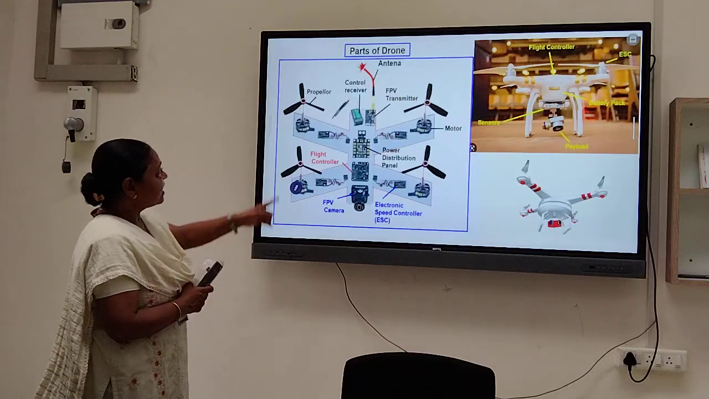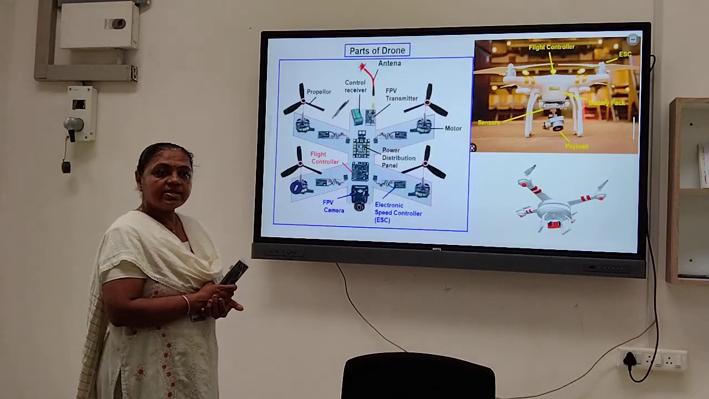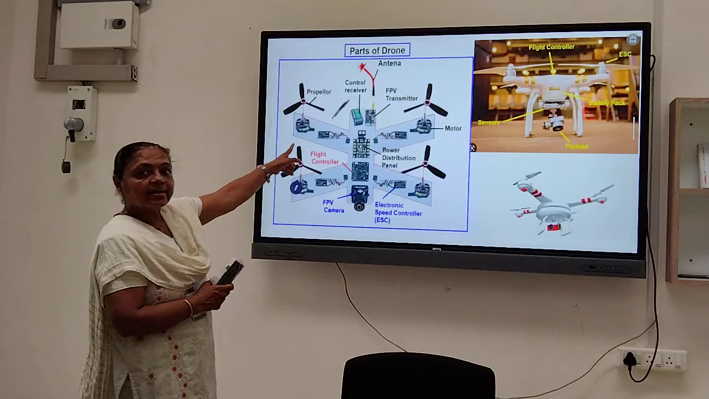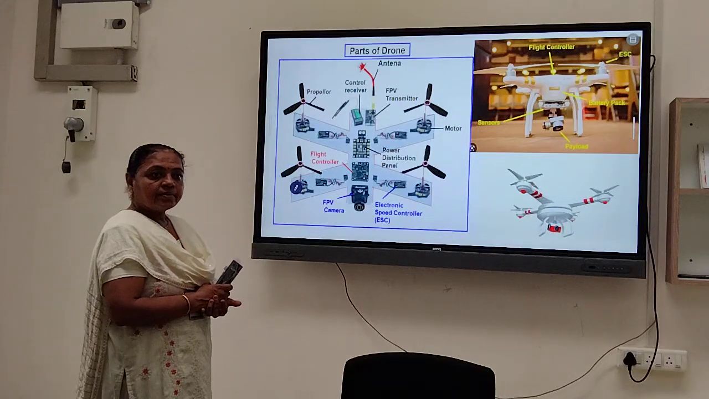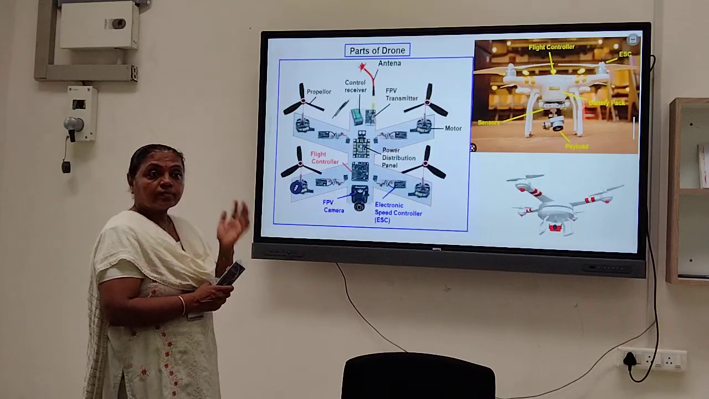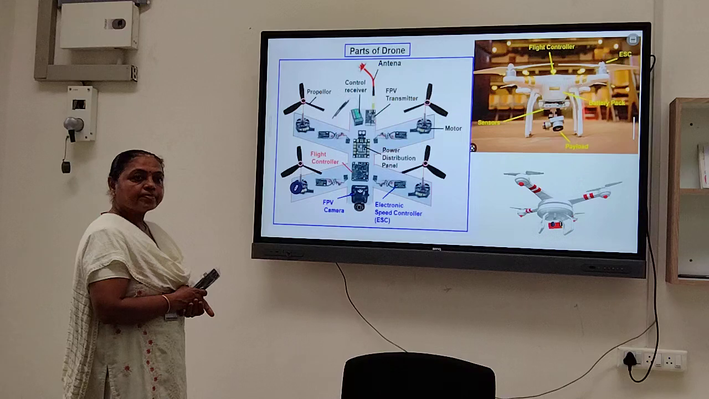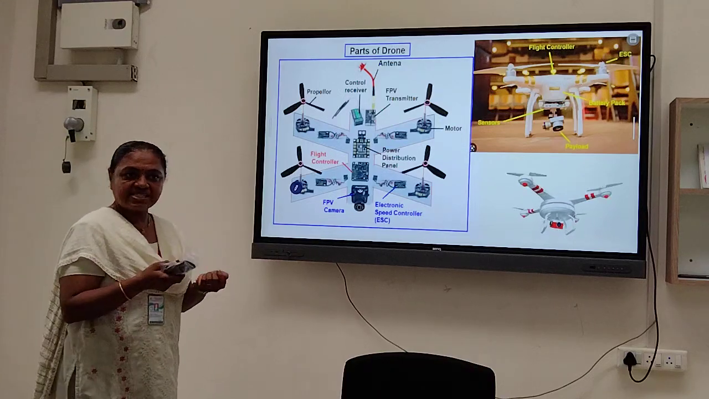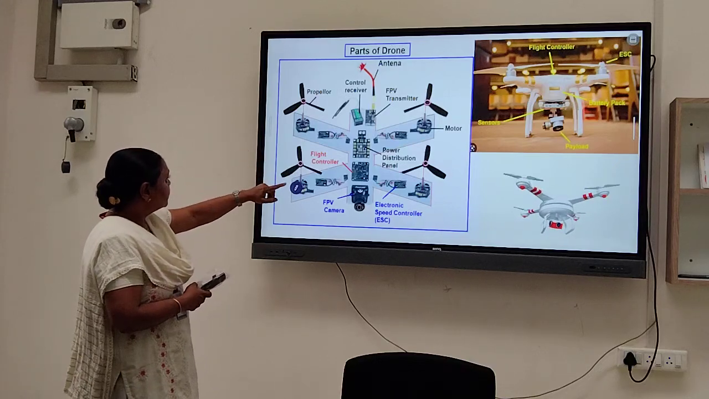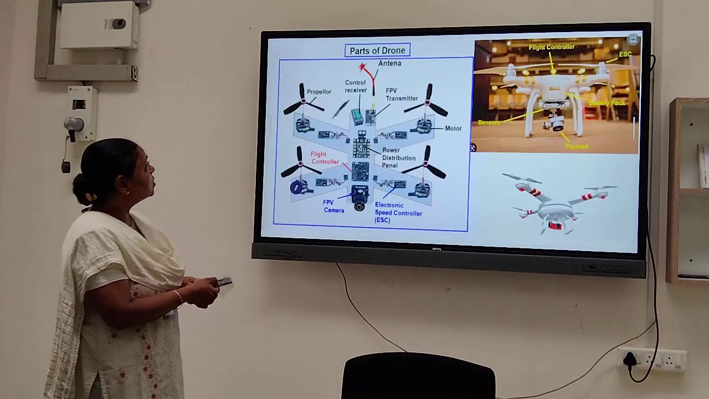Then the FPV transmitter. The transmitter is also placed on the drone. And where is the receiver? Can you show? Transmitter is here. Receiver is here. If there is a transmitter, then there is a receiver also. Where is the receiver? The receiver is in our hand, in the pilot's hand. Then propeller, motor, ESC, then this power distribution panel. These are the different important parts of the drone.